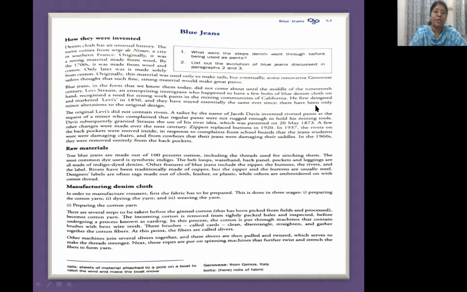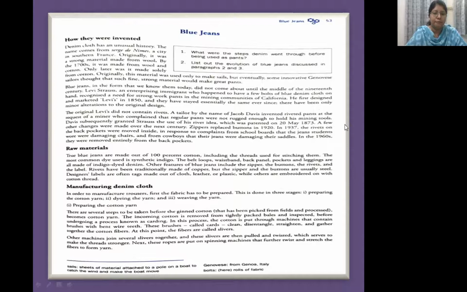Then the manufacturing process of blue jeans. In order to manufacture trousers, first the fabric has to be prepared. This is done in 3 stages: preparing the cotton yarn, dyeing the yarn, and weaving the yarn. Now in this section we have how the jeans are manufactured. So there are 3 steps. First step is preparing the cotton yarn, then dyeing the yarn, and then weaving the yarn.